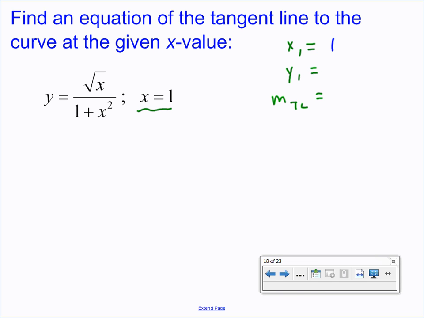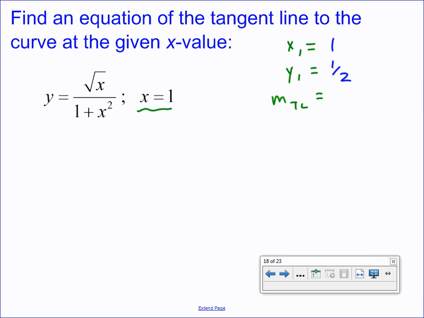Absolutely, so no derivative calculation required. I'll simply plug in 1 and evaluate my function rule. So the square root of 1 over 1 plus 1 squared is 1 over 2. I guess getting 1/2. Yeah, that's not bad. All right, now the calculus part.